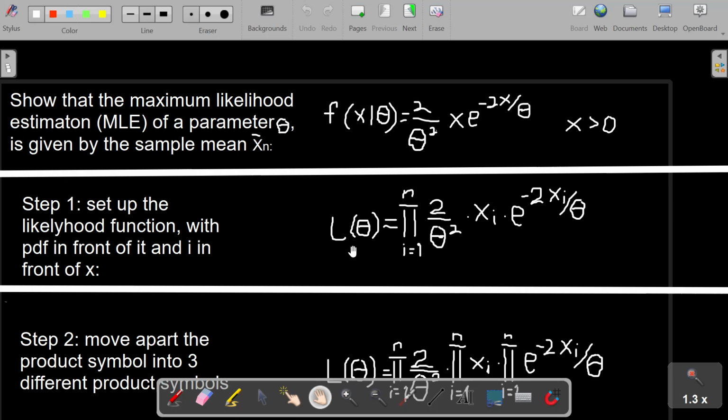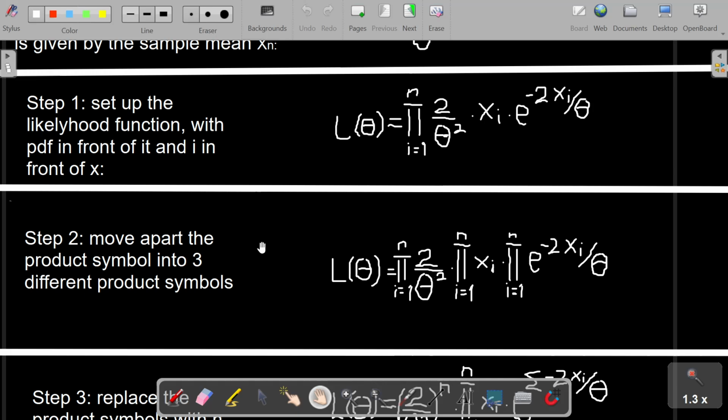So here we have the big L followed by the theta. And here we have the product sign. And this means that every number that comes after the product sign should be multiplied with itself. And we also add an i in front of the x. You can see here. Otherwise, it's pretty much the same number.